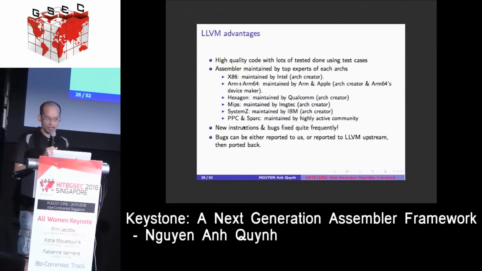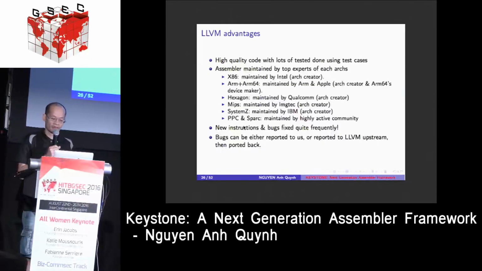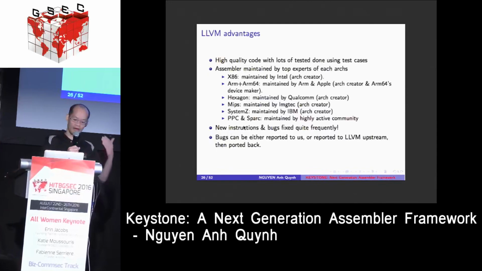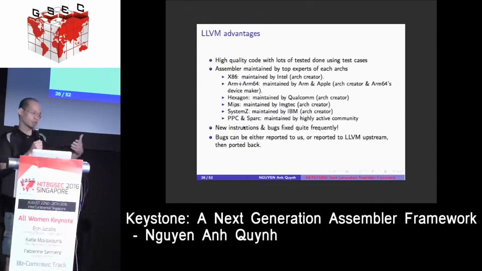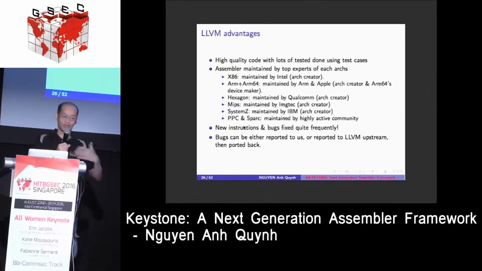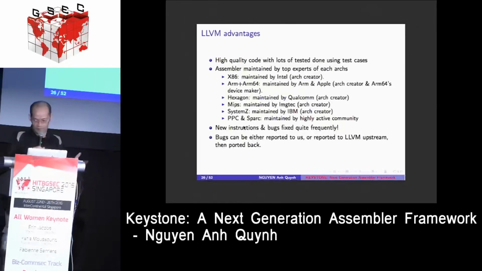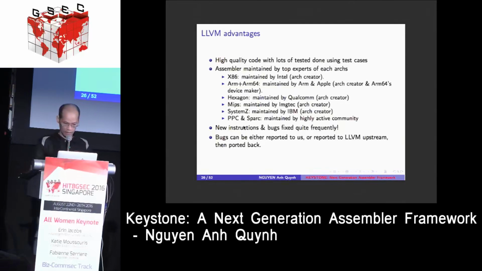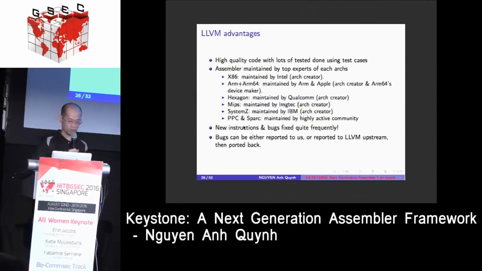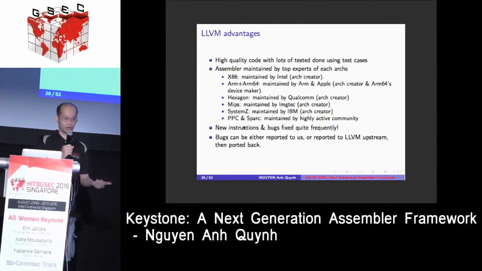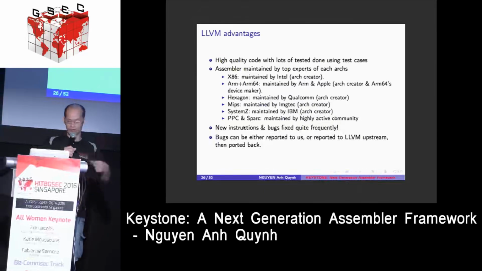And new instructions and bug fixes are frequently added. Every time a CPU vendor adds new instructions, they quickly add support in LLVM for those instructions. So that's very nice. And if you fork LLVM to build Keystone, bugs can be reported either to us or to LLVM, and you can backport the fixes.